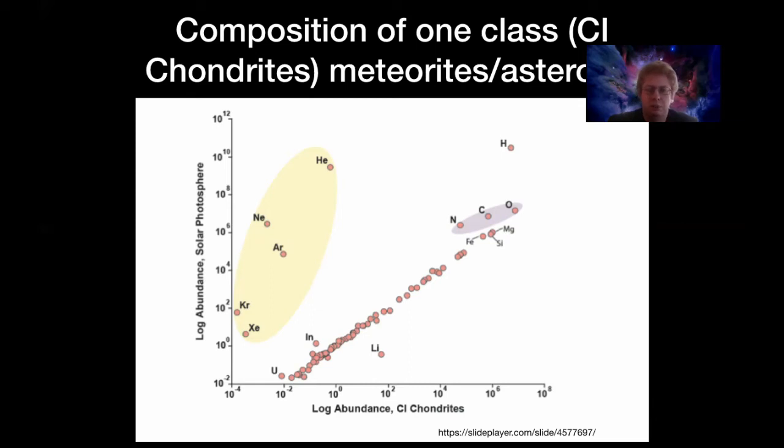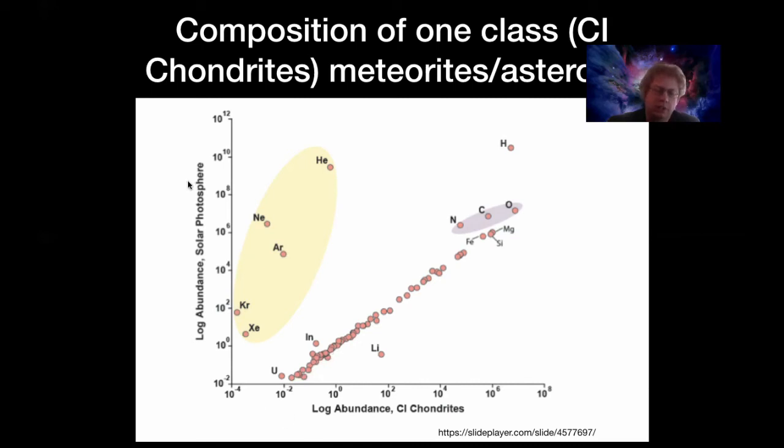And here are some of the results of that. There are lots of different types and classes of asteroids, but I want to focus on one called C1 chondrites in particular, because these are some of the oldest asteroids and meteors that we've ever found in our solar system. And what you'll find with these C1 chondrites is that some of the elements have a very strong relationship with the elements in our sun.